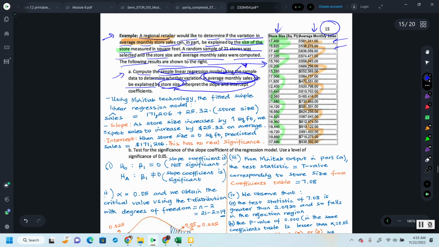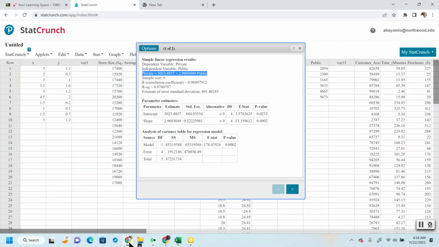So that means average monthly sales will be our Y and the store size will be our X. So to get the simple linear regression model, this is what we do. You can use Minitab technology, or in this class, we are using StatCrunch technology. So let's go to StatCrunch.